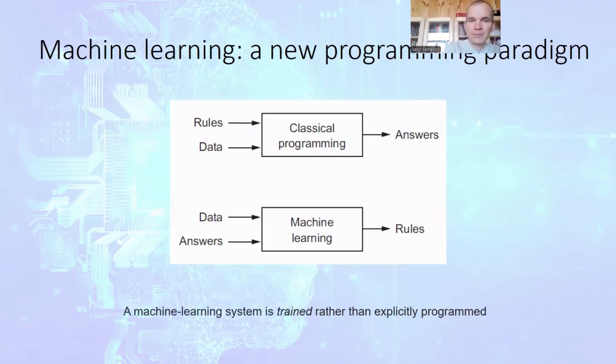So in the classical paradigm, we have rules and data, and then by programming some rules, we have answers. But machine learning, given the data and answers to some questions, learns by itself and makes rules. Of course, the algorithm to learn is created by the human, but in some sense at least, we say that machine learning can define some patterns, for example, or classification algorithms based on data and answers. So again, a machine learning system is trained rather than explicitly programmed.